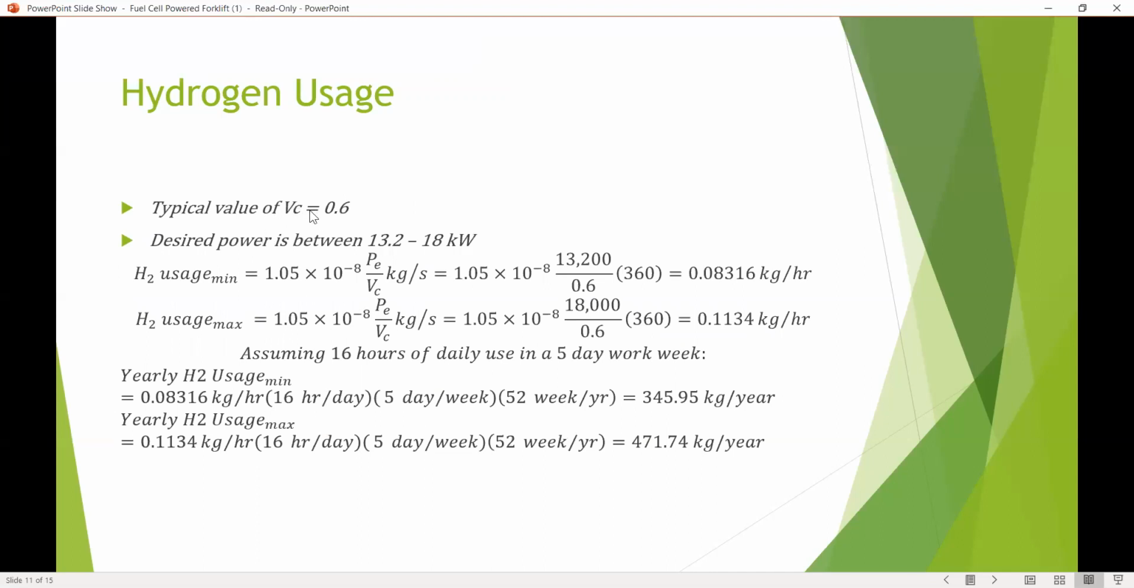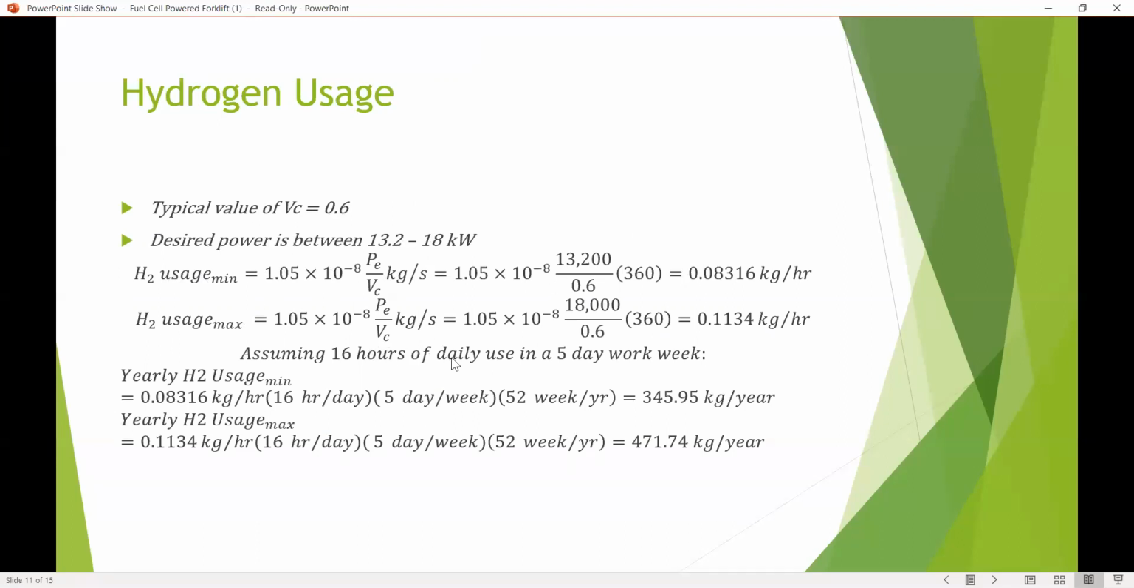which gives us the H2 usage. Typical values for the cell voltage constant equal 0.6. The desired power is between 13.2 and 18 kilowatts for our case in this project. We got the H2 usage minimum and the H2 usage maximum here.